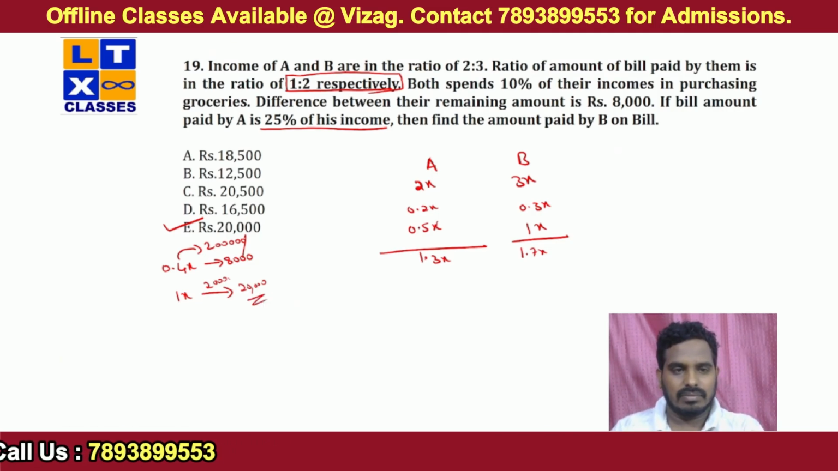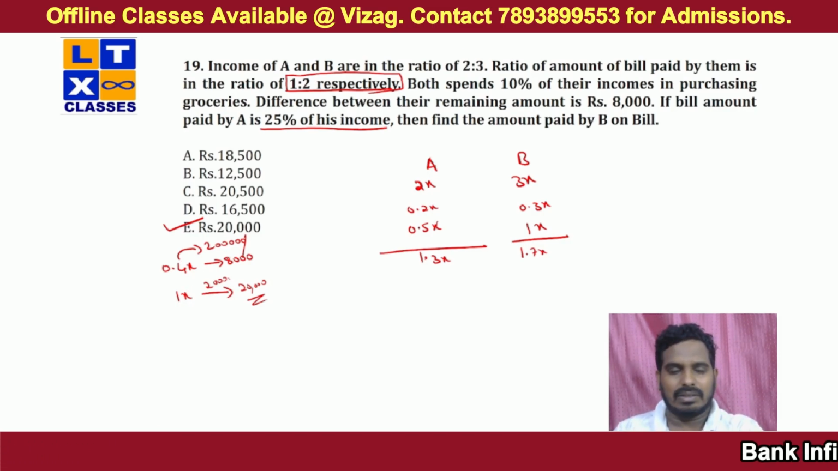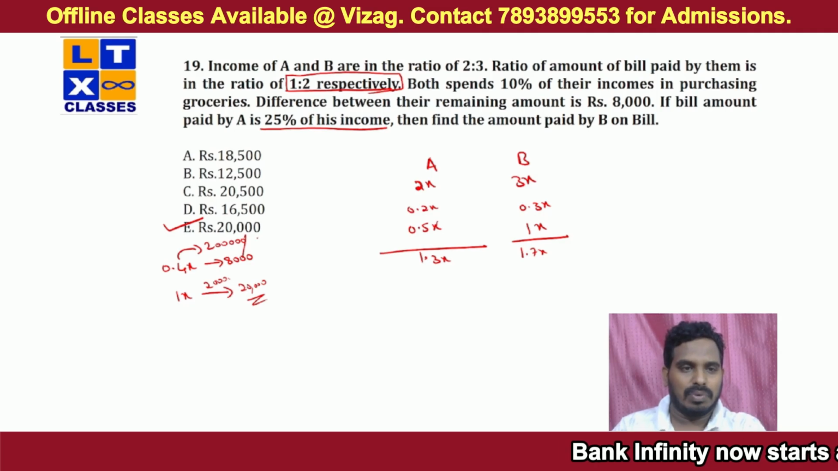Okay. Or else you can straight away check 4 to 8, right? So 1 into 2 would be 2. So 2,000 is my answer. Only 2 will be there in my answer. No more numericals will be added.